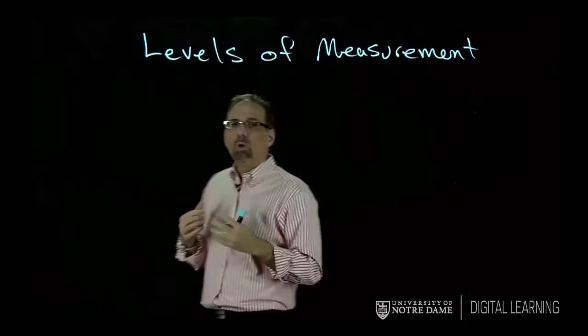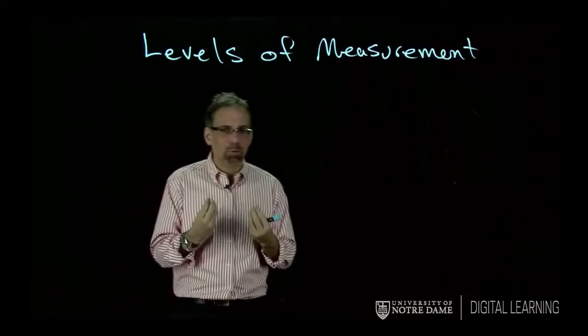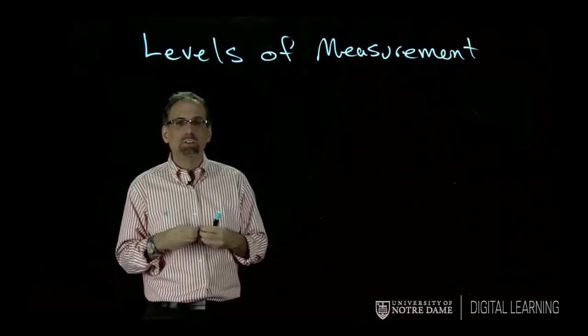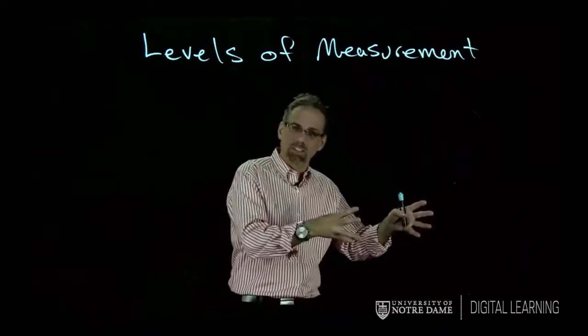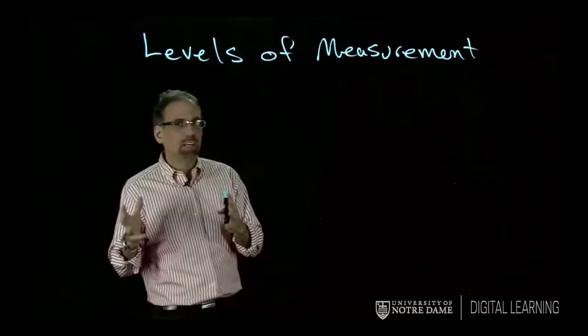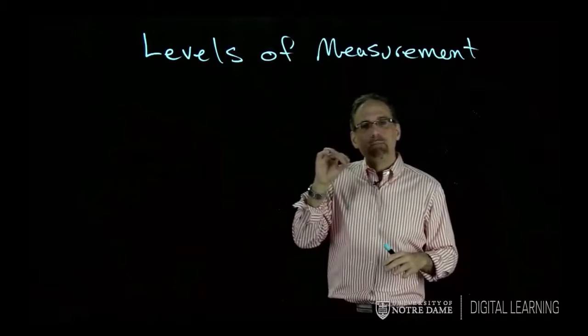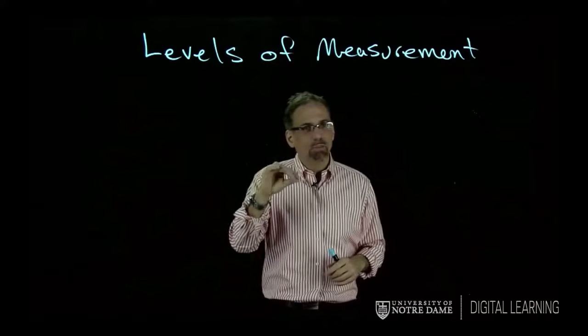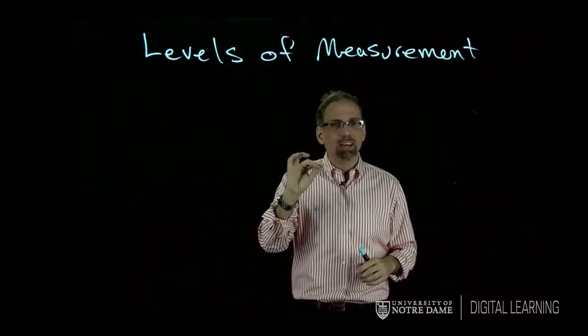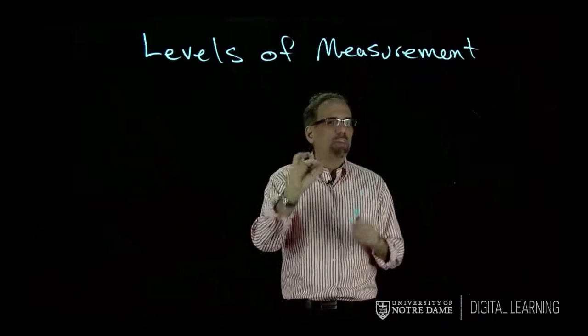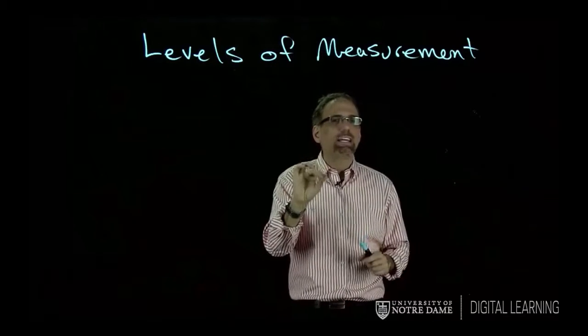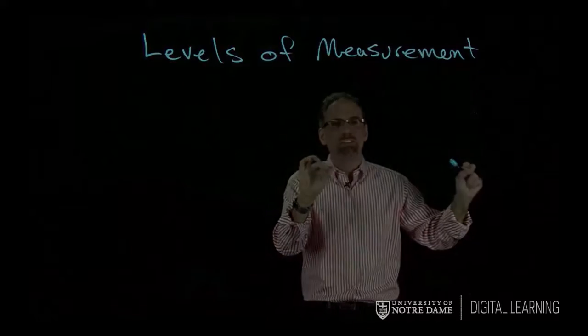We need to know what kind of variable that we have in order to know what kind of statistic to use. So there's a little matching game that we have to play throughout the course where we look at a variable, we identify what kind it is, and then we say, okay, with that kind of variable, I can do this kind of statistical test.